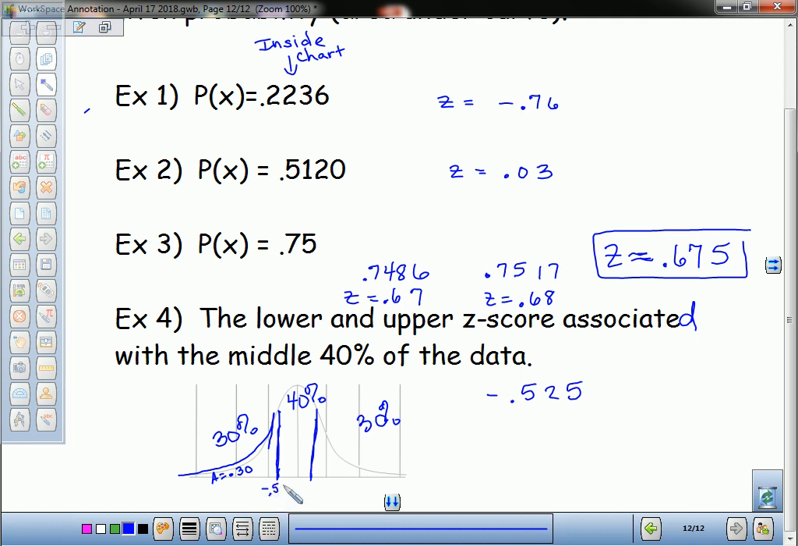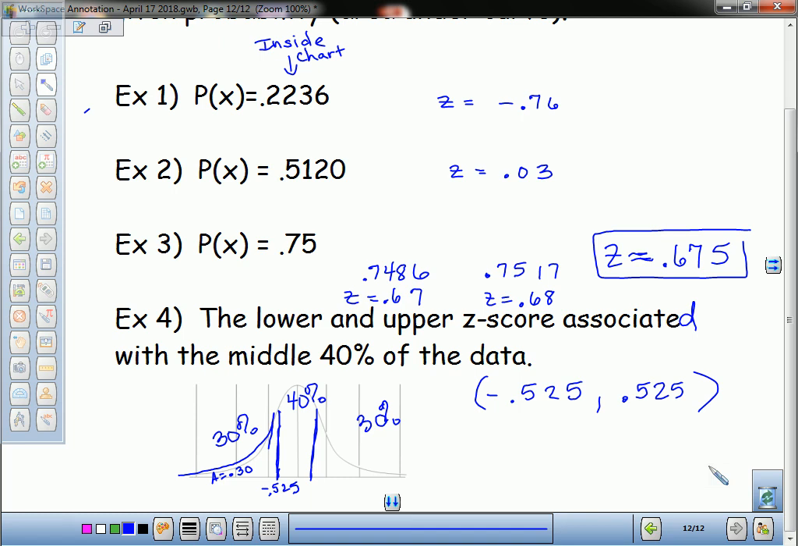Negative 0.525. So what do we know about symmetry? What would be the upper one? The same, the positive. It's the positive 0.525. Like magic. All right.